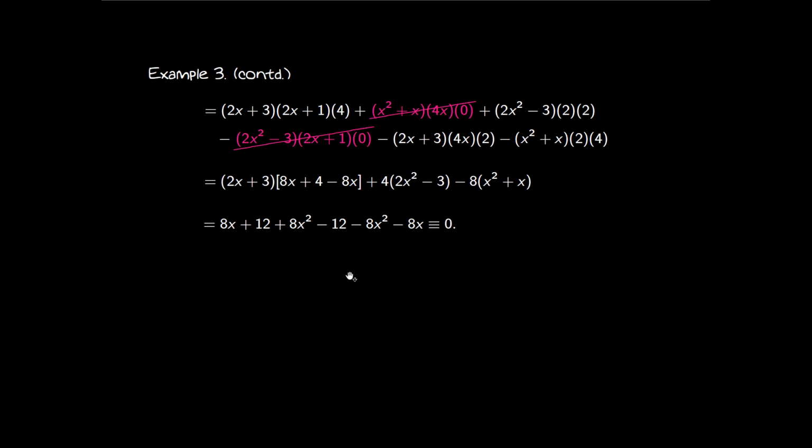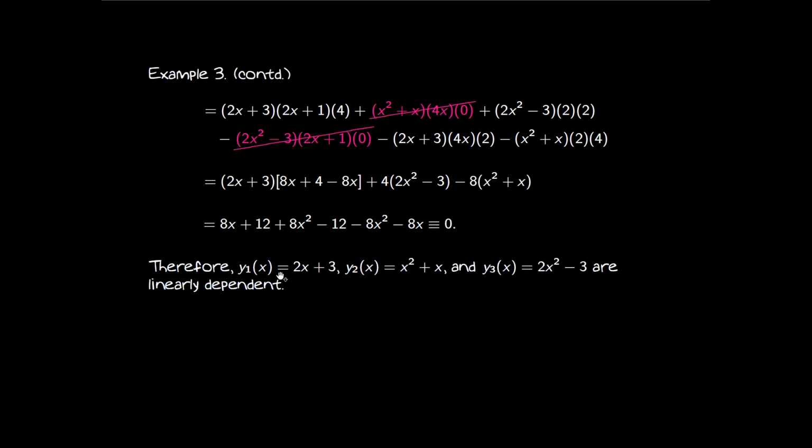That means the determinant is equivalent to 0. In this case, we understand that the 3 functions are linearly dependent, because we know that if the determinant, namely the Wronskian, is equivalent to 0, then the 3 functions are linearly dependent. So that's why we can draw this conclusion.